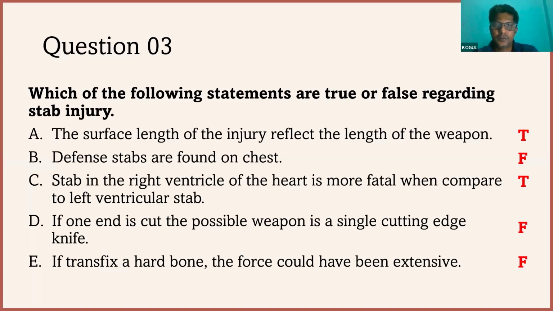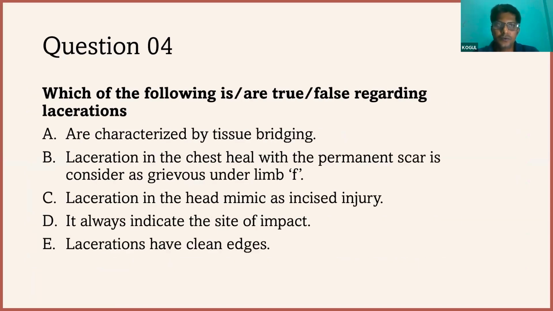If one end is cut, the possible weapon is a single cutting edge. You know that one is a cutting edge and the other is blunt. Usually one edge indicates a one cutting edge weapon. If it transfixed a hard bone, the force could be extensive. So usually that is true. If there is damage to the heart bone, that indicates, if you have mistakenly put it as false, it's true, even a severe force is there. Then only it will damage the heart bone. So that is true. Extensive force.